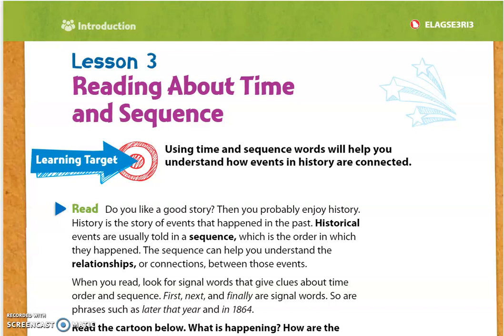Today, we will be learning about reading about time and sequence. Our standard for today is 3.3. Describe the sequential relationship between a series of events in a historical text and identify and use words that signal time order or sequence.